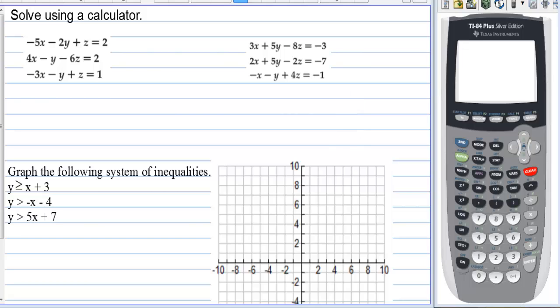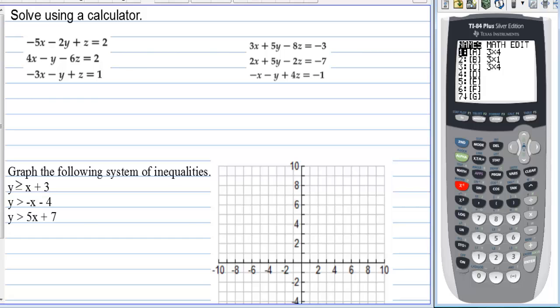Solve using a calculator. All right, we'll do that. So let's go to matrix, over to edit. This is a 3 by 4. We have -5, -2, 1, 2. We have 4, -1, -6, 2. And then we have -3, -1, 1, and 1. And then we'll quit out of that so it doesn't replace that last cell.